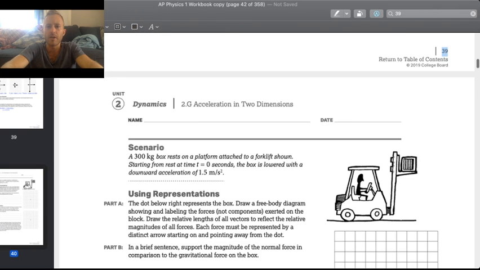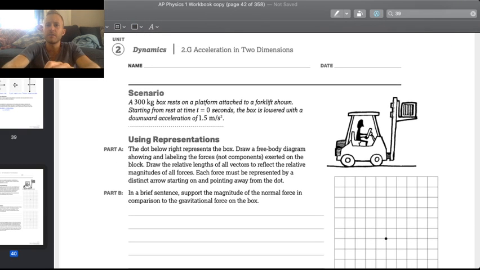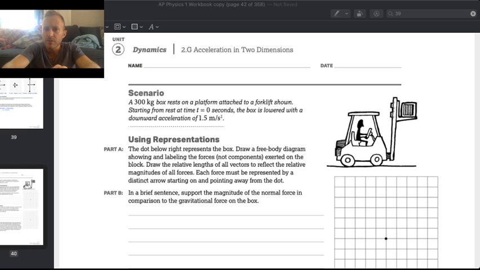All right, next scenario. A 300, let me check for questions. Sydney, you're also related to Sebastian and Elena. I didn't know that.